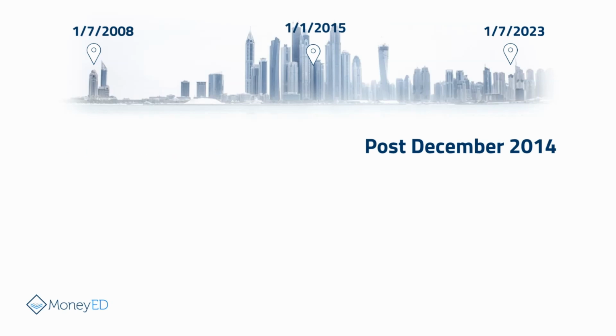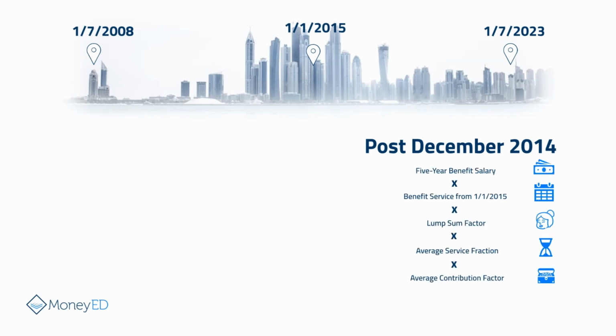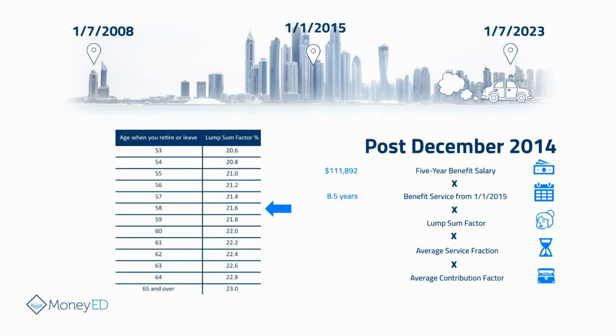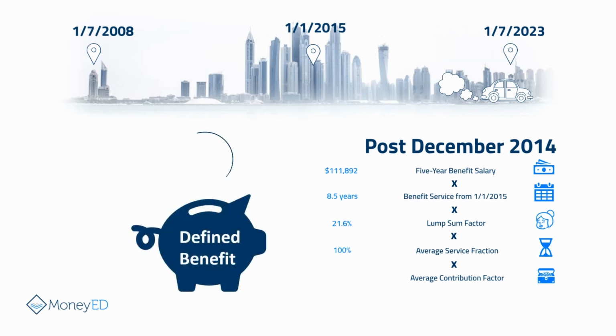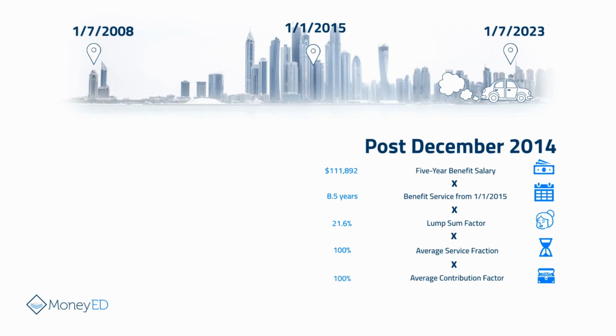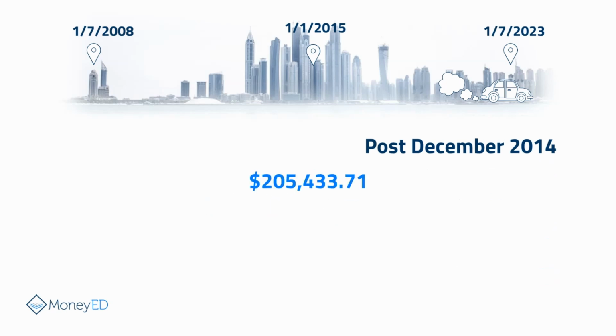For the post-December 2014 part of her formula, Kelly's 5-year benefit salary is $111,892. Her benefit service for years since 1st of January 2015 is 8.5 years. Kelly is 58 years old, so her lump sum factor is 21.6%. As Kelly has worked full-time since starting, her average service fraction is 100%. And as Kelly has made default contributions since starting, her average contribution factor is also 100%. Multiplying these elements together provides Kelly with a post-December 2014 part of the defined benefit of $205,433.71.